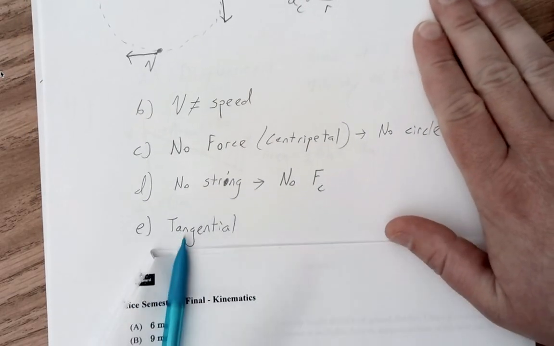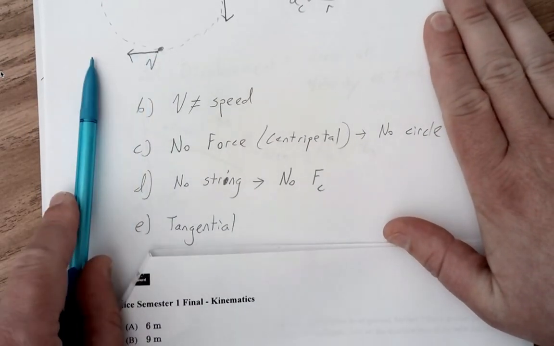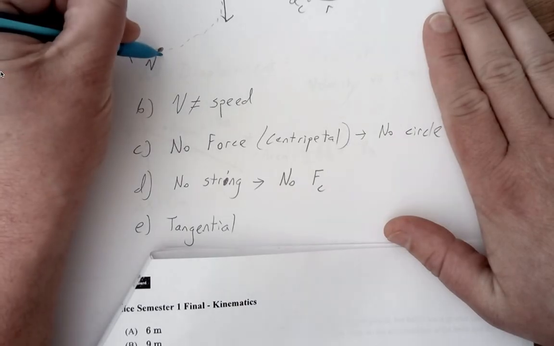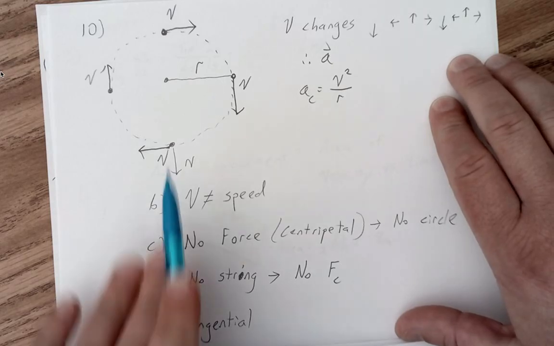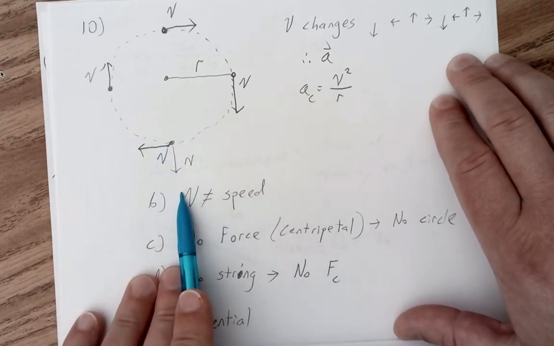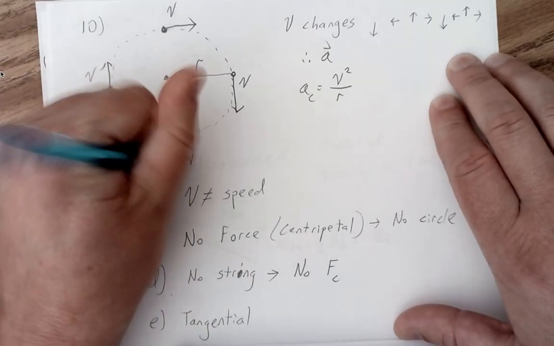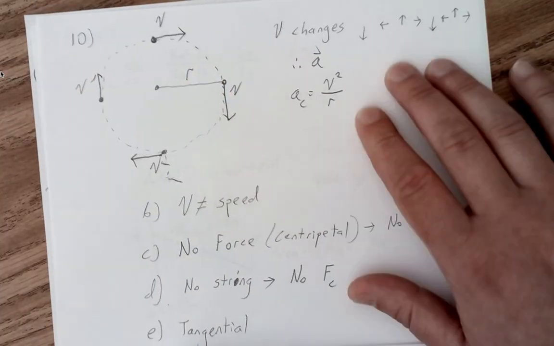And we also know that this velocity is tangential. It doesn't go radial. So if we were to release it here, the velocity would not just all of a sudden fly out this way. If we release it at that point, the velocity is tangential, not radial.